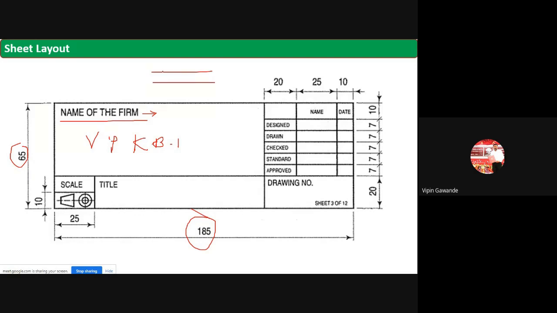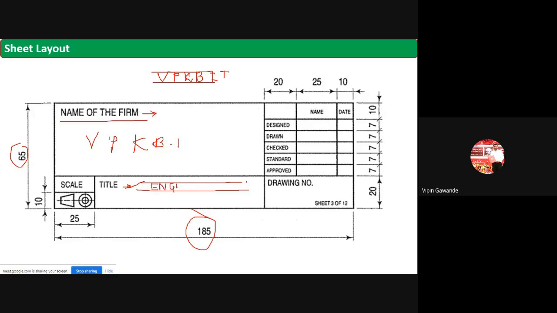Some dimensions are given for that also. Certain dimensions are mentioned, so you have to mention this here. Then the title of the sheet. Here you have to mention the title of the sheet between parallel lines, for example, engineering core. Something like this.